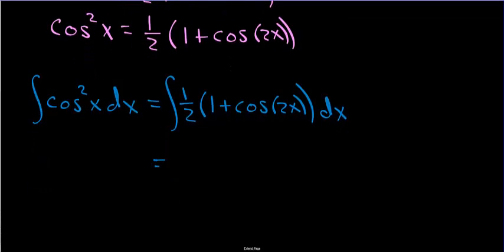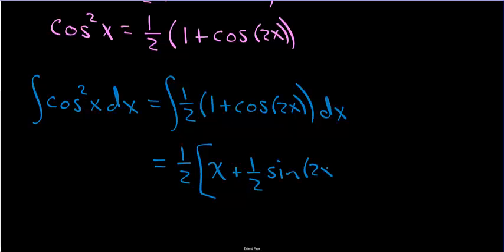So here's what we have. We have 1/2. This 1 becomes an x. This cosine 2x becomes a 1/2 sine 2x. And there we have it. There's our antiderivative.